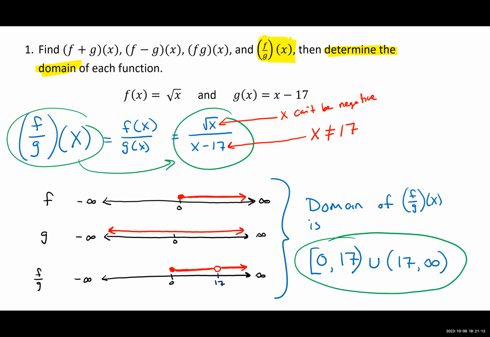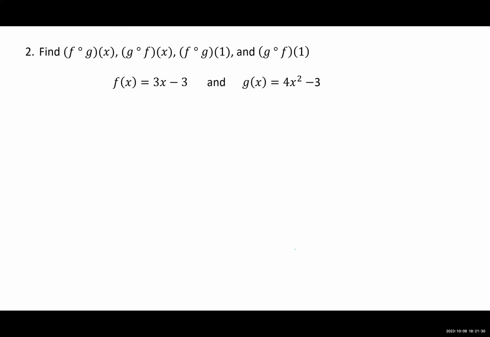Okay, so there's 5 ways we could put functions together. We could add them, subtract them, multiply them, divide them. And the 5th way to combine functions, or to take 2 functions and merge them into one, is using what's called a composition of functions. So this is where we're going to take something we've done before.